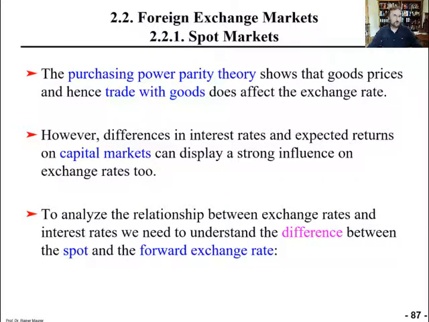The purchasing power parity theory shows that goods prices and hence trade with goods affects the exchange rate. However, interest rates and expected returns on capital markets can also display a strong influence on exchange rates. To analyze the relationship between exchange rates and interest rates, we need to understand the difference between the spot and the forward exchange rate.